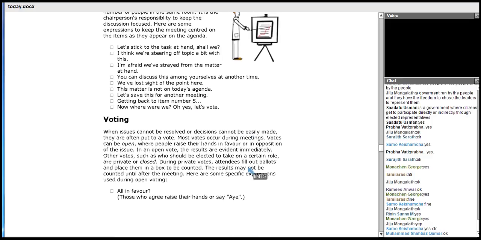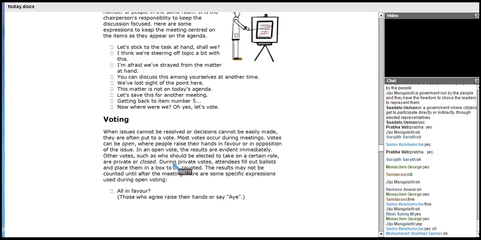Oh yes, let's vote. Now, the voting system. When issues cannot be resolved or decisions cannot be easily made, they are often put to vote, right? Most votes occur during meetings. A vote can be open, where people raise their hands in favor of something or in opposition of something, right? In an open vote, the results are evident immediately.